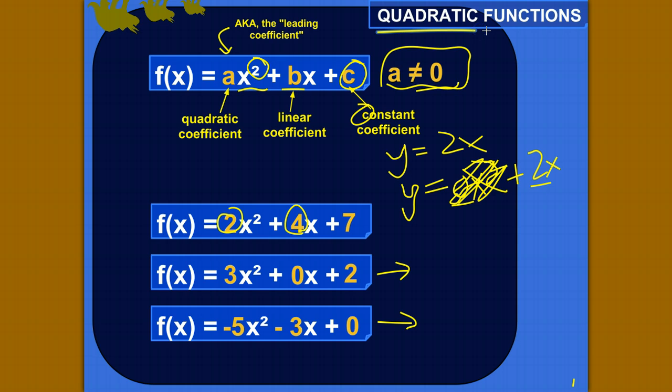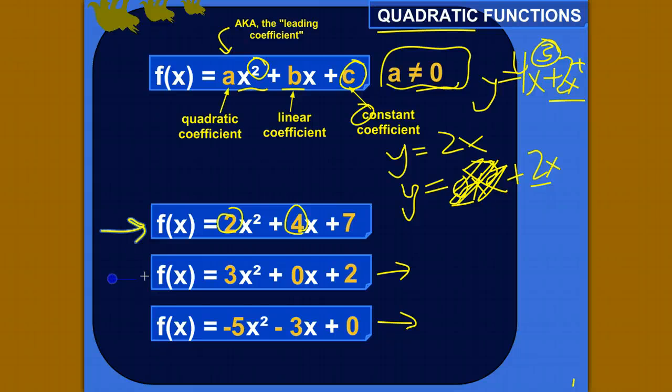You might think y equals 4x cubed plus 2x squared. You might say, but Graham, this has something x squared in it. Yeah, true, but the highest power is 3, not 2, so that's actually a cubic function. So, I just want to point out some examples here. In this quadratic function, a is 2, b is 4, and c is 7. So the quadratic coefficient or the leading coefficient is 2. The linear coefficient is 4. And the constant coefficient is 7.